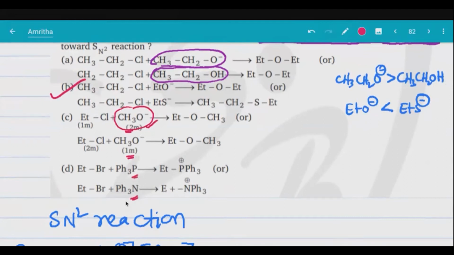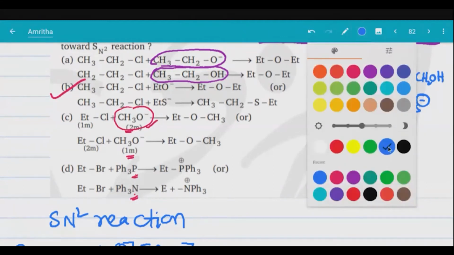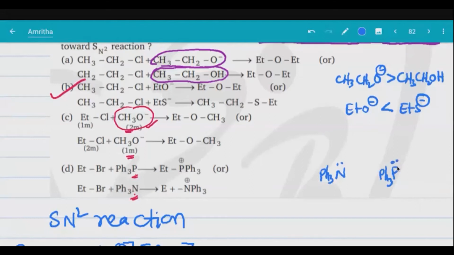Next, and there is no negative charge. See this, there is no negative charge. So clearly, if there is negative charge, we compared, but if there is no negative charge, is N more reactive or is P more reactive? Tell me. Achha, there is no negative charge. PPh3 and NPh3. Phosphorus and nitrogen we are comparing. Both carry an electron pair.